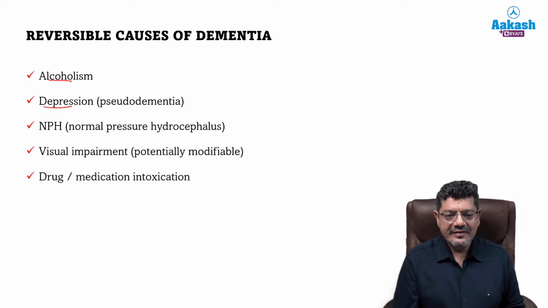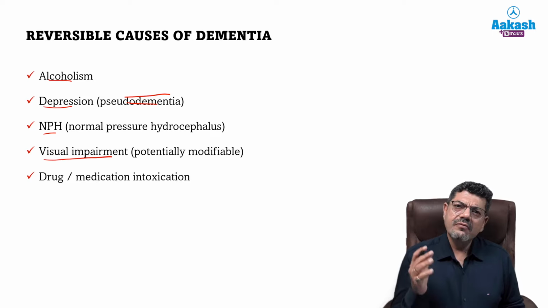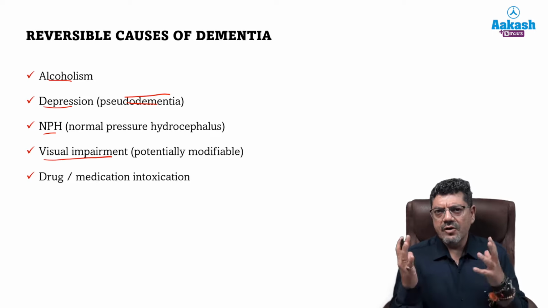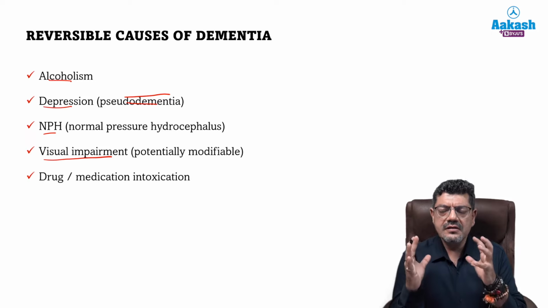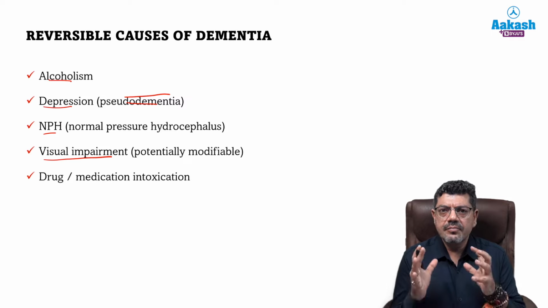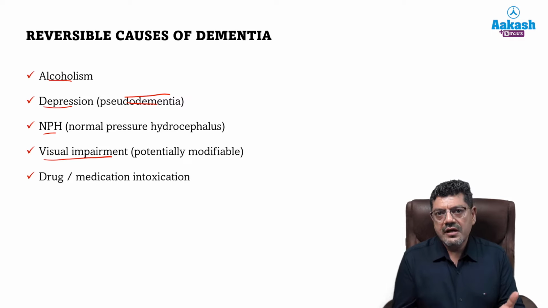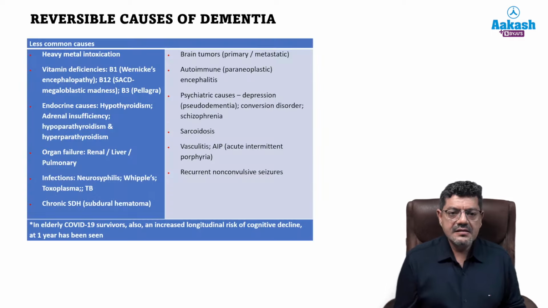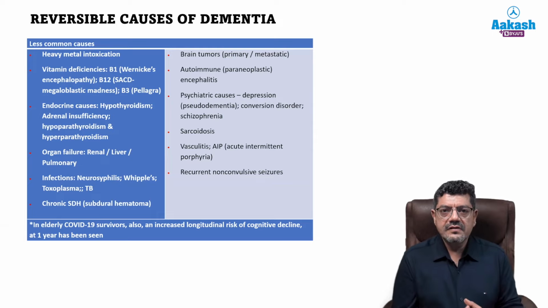Alcoholism, depression, because depression is called pseudo dementia. NPH, we just discussed that. Visual impairment can look like dementia, and it's potentially modifiable. And drugs and medications. Why is it important to know the reversible causes? It should be obvious. When you see a patient with suspected dementia, what you rule out first of all is reversible causes, because you can reverse them, right? That's an exhaustive list of less common causes of reversible dementia.